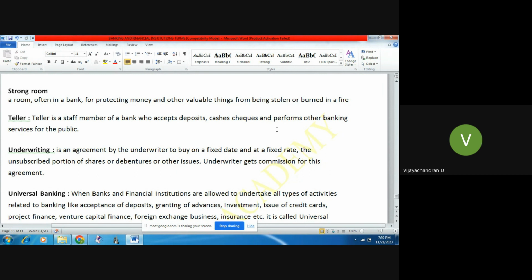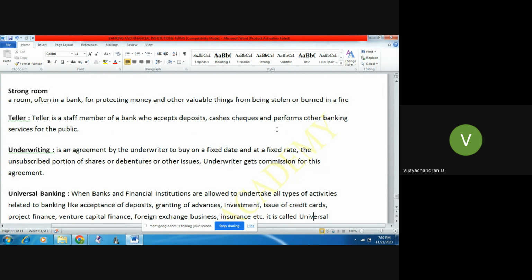Firm underwriting means a group of underwriters, A, B, C, like that. They will underwrite the shares. That is known as firm underwriting.